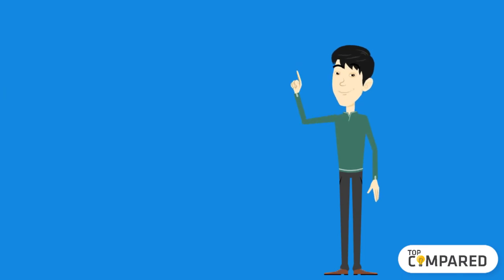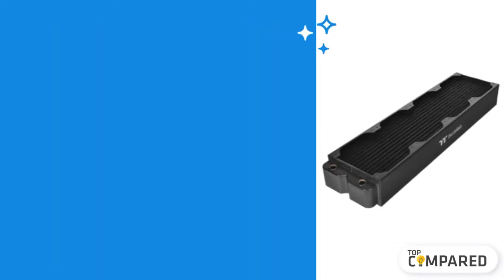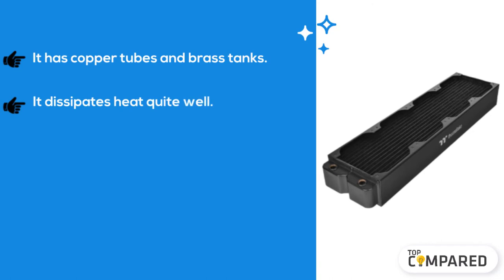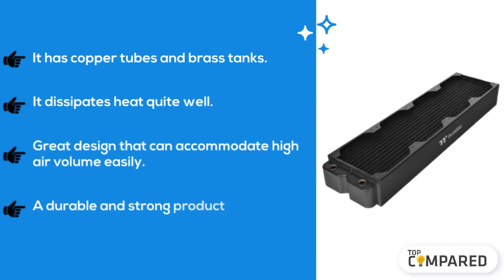The final product is the Thermaltake thick copper 480mm radiator. It has copper tubes and brass tanks. It dissipates heat quite well. Great design that can accommodate high air volume easily. A durable and strong product from Thermaltake.